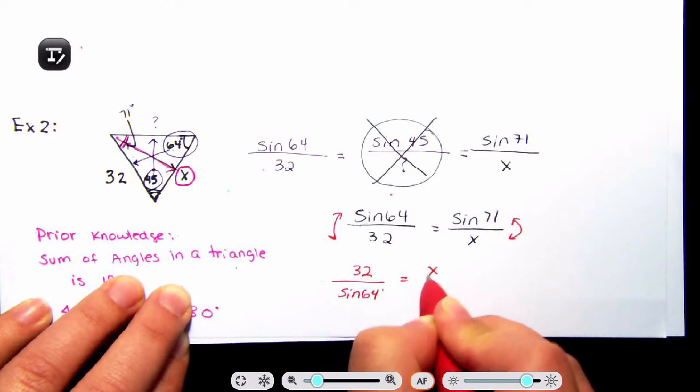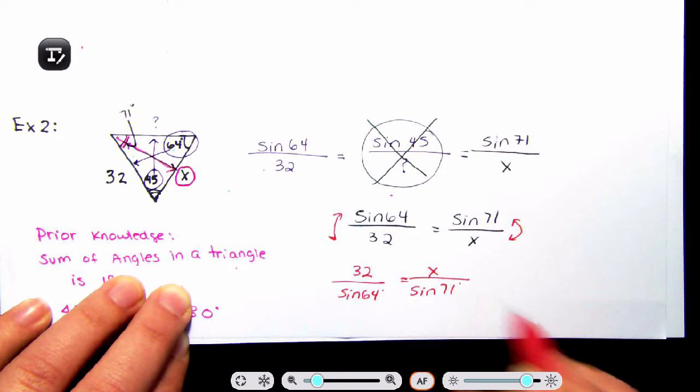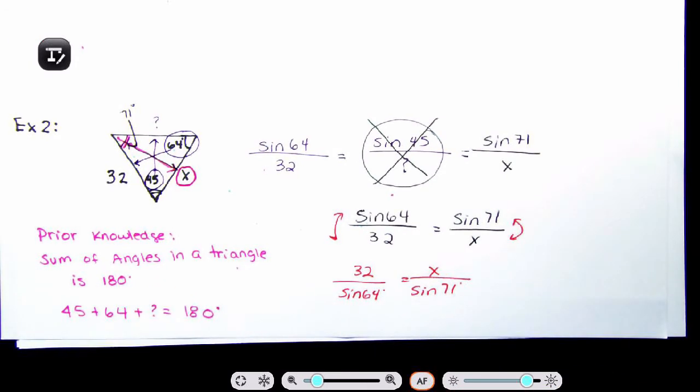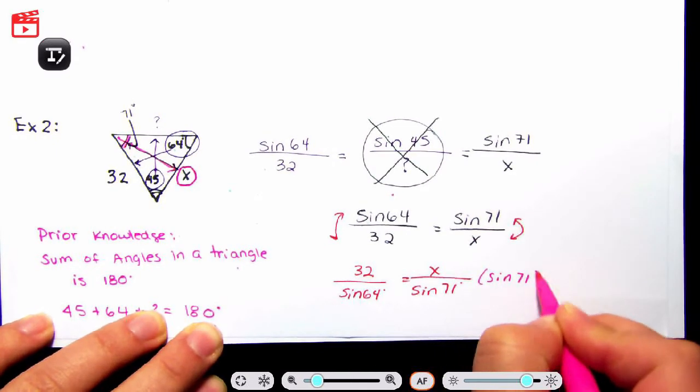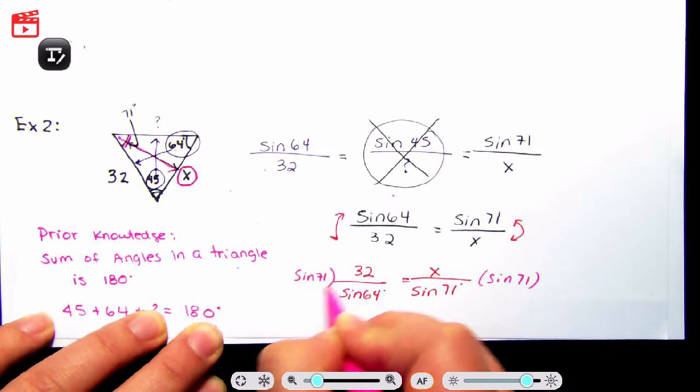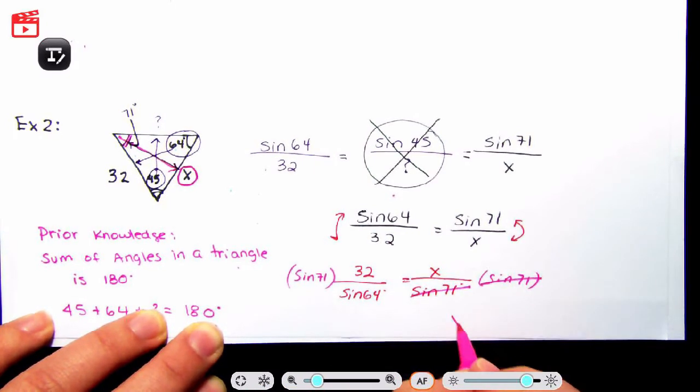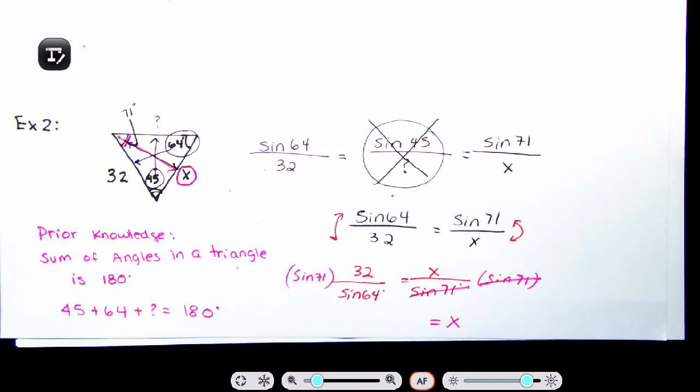Make sure your calculator is in the correct mode. We are working with degrees, not radians, so your calculator has to be in degree mode. I'm going to continue solving, and when I do it on my calculator, I'm just going to type it in once. Bubbles match, so x is going to be equal to whatever this is. On my calculator, I'm literally going to type in, inside parentheses, sine of 71 degrees, close the parentheses. I'm going to multiply that by parentheses 32 divided by sine of 64. Make sure you have enough parentheses.